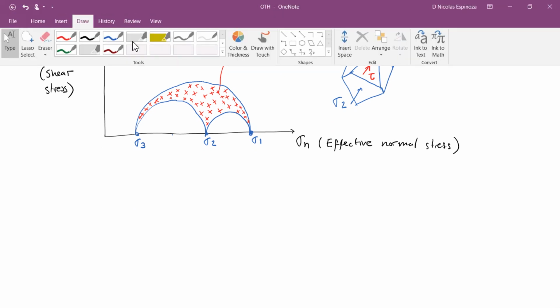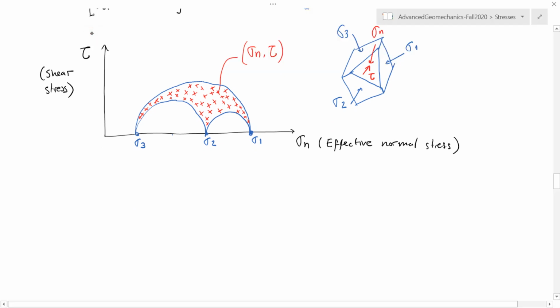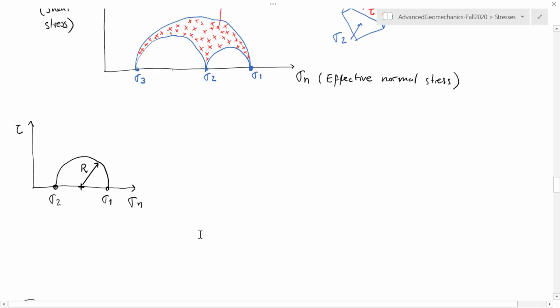So motivated by the Mohr circle, let's try to separate the Mohr circle in two parts. Let's just look at one Mohr circle, and let's say that I have a Mohr circle for which this is sigma 1, this is sigma 2. The center of the circle is right here, and the radius of the circle is this. I could break this Mohr circle in two parts.